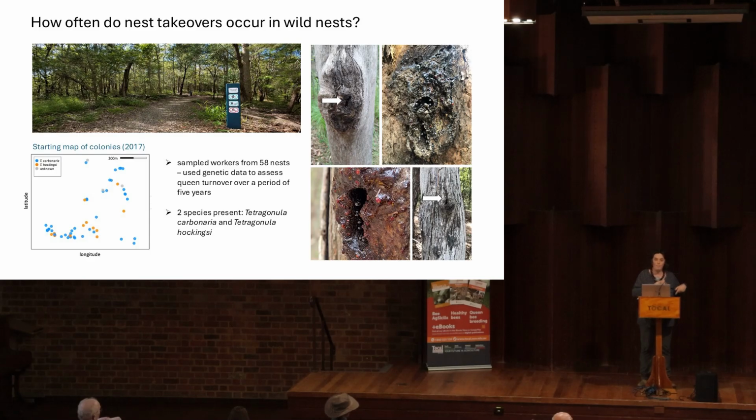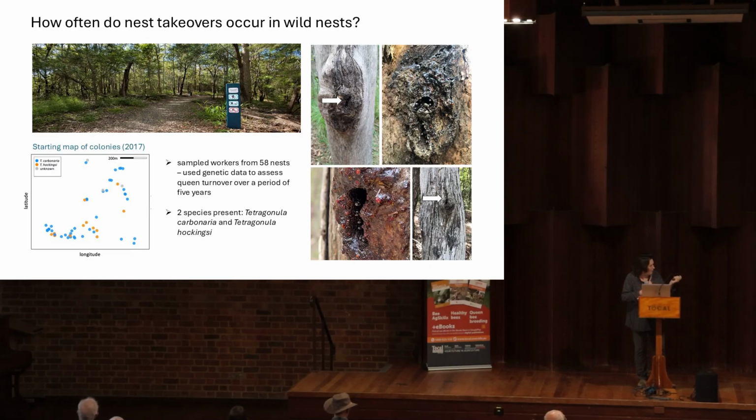And we then went back, we sampled workers from that nest, and then went back after 1 year, after 2 years, 3 years, and 5 years, again sampling each time, and then could infer from the genetics of those workers what had happened to the queens of those colonies. Had it been a natural progression of a daughter queen taking over from her mother, or had it been one of these nest takeovers, in which case we could see that they would be genetically different.